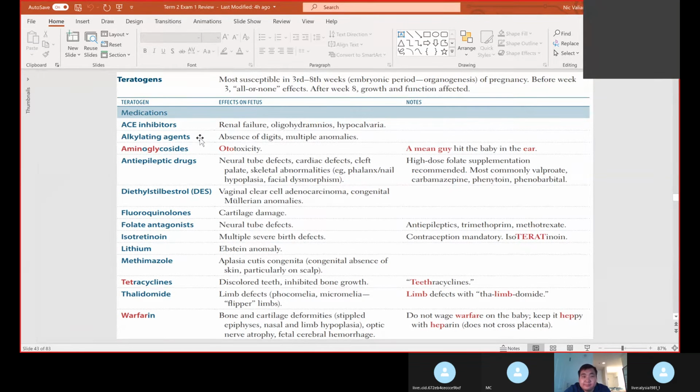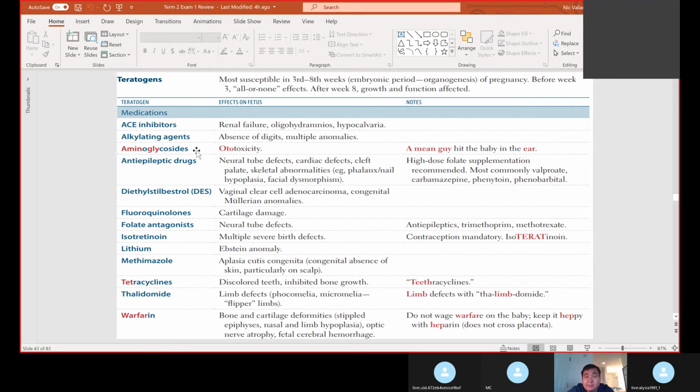Alkylating agents. Examples of your alkylating agents, your chemotherapeutic agents, right? What is that? Busulfan, for example. What else? Cisplatin, carboplatin. Those are alkylating agents. What's the effect on the fetus? Absence of digits, multiple anomalies.